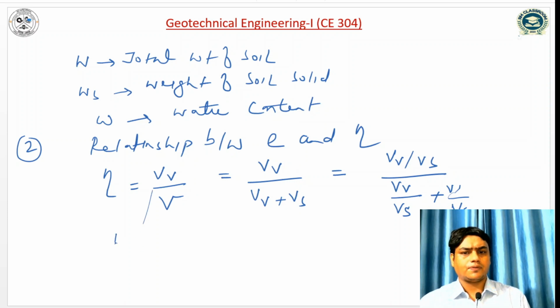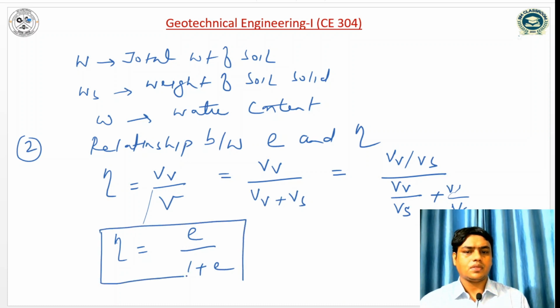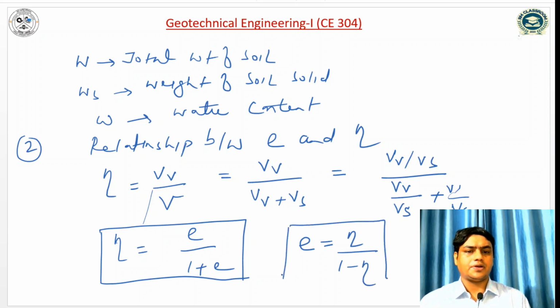So porosity is equal to, and we know that volume of void by volume of solid is void ratio, so n is equal to e divided by 1 plus e. So there is this relationship between porosity and void ratio. Similarly, we can derive e is equal to n by 1 minus n. So these important relationships we have to remember.